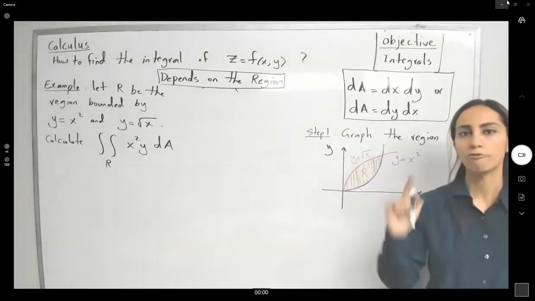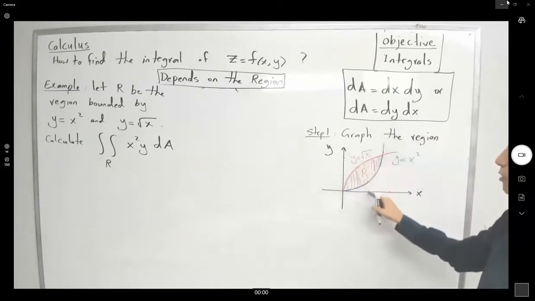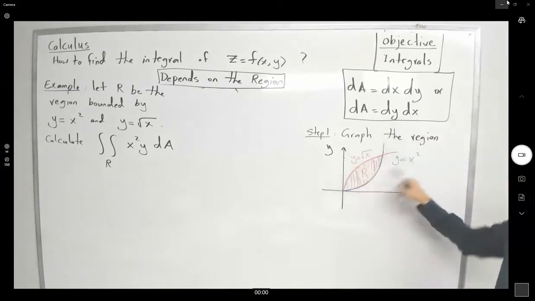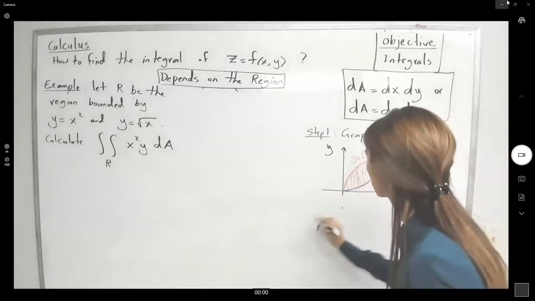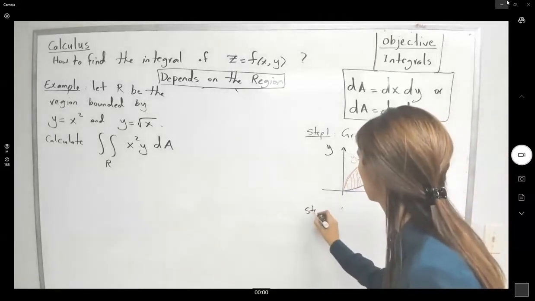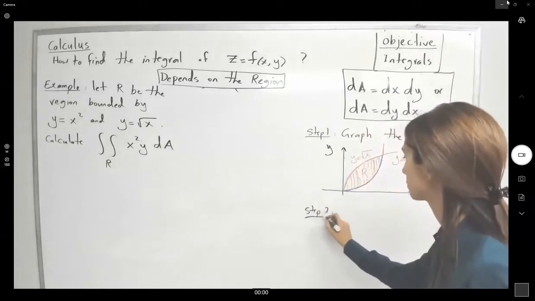Step two, find the boundaries for your x. You already know your y is bounded below by x squared and on top by square root of x. Step two, find the boundaries for x.